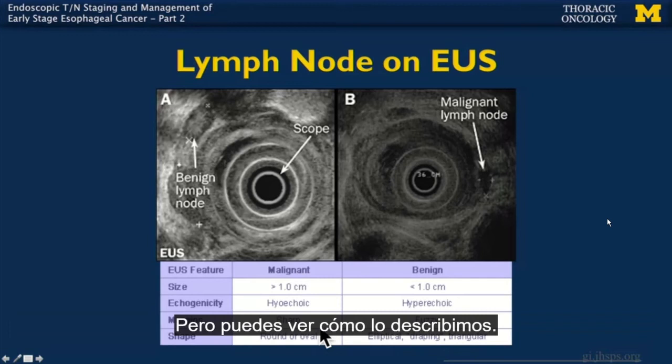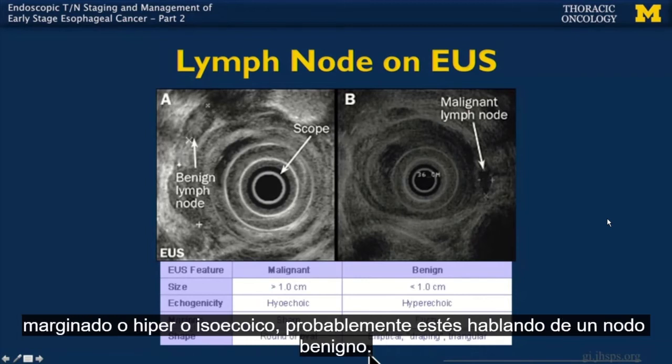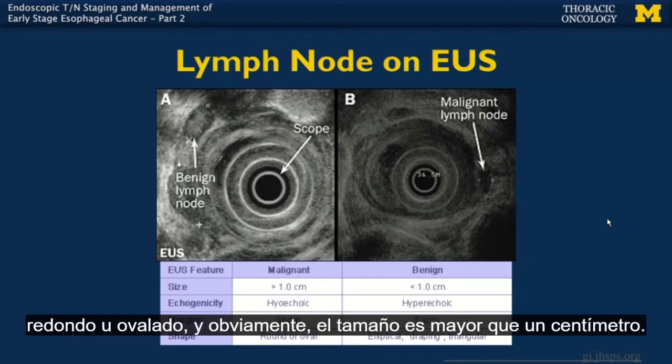So if we describe a node that's draping, like I said, or triangular, fuzzy margined, or hyper or isoechoic, you're probably talking about a benign node. Whenever you start worrying is if it's hypoechoic, has a very sharp margin, is round or oval, and obviously a size greater than 1 centimeter.